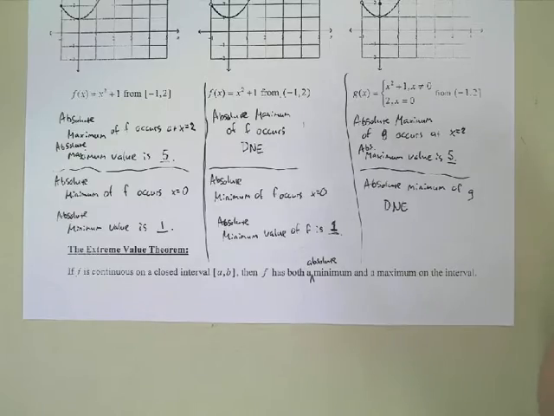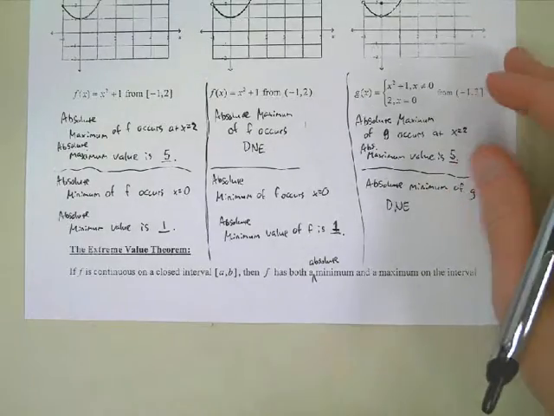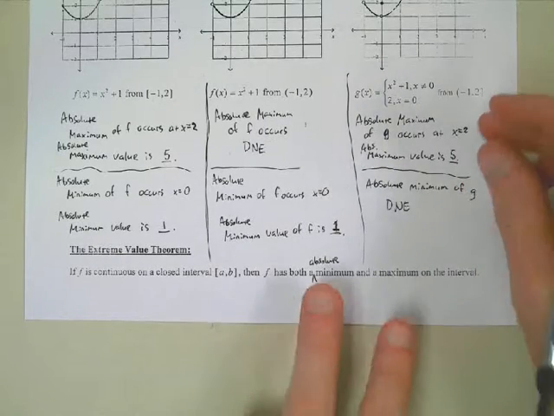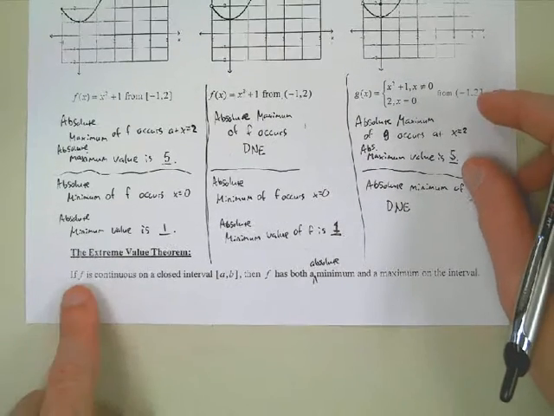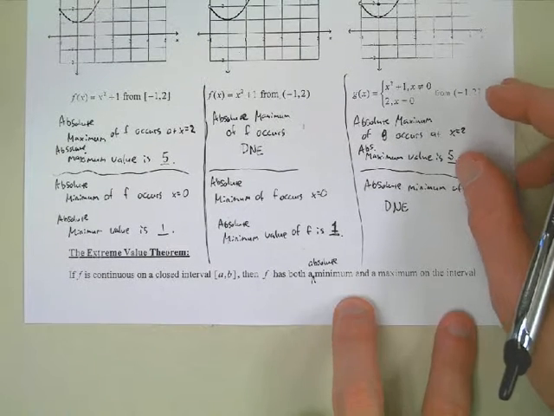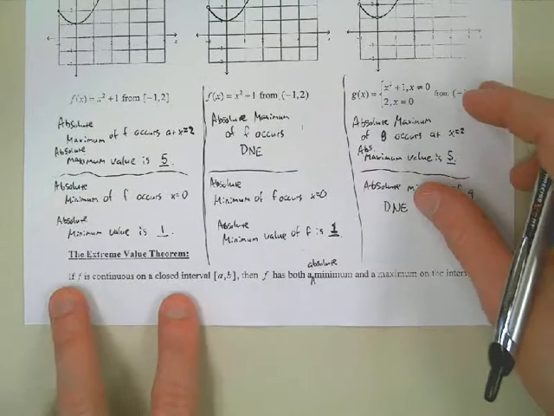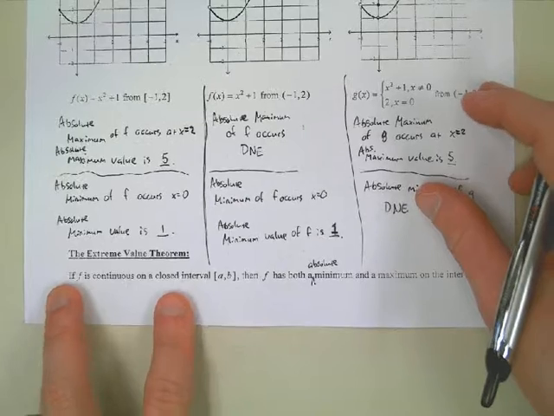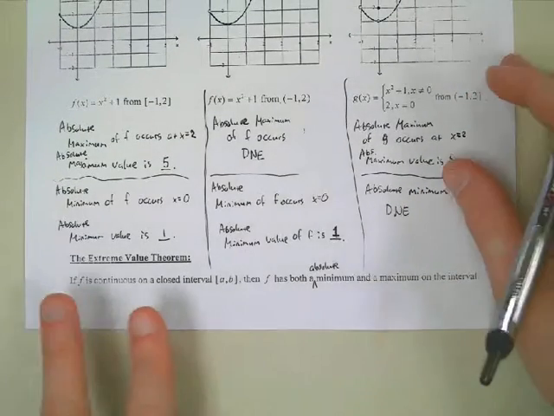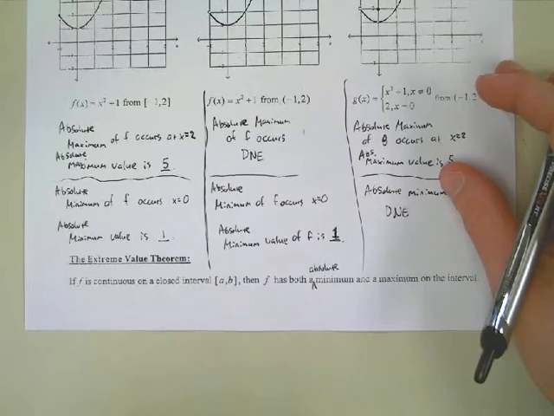So the only way we can guarantee that we have both an absolute maximum, well, it's not the only way, but one of the ways we can guarantee that we have an absolute minimum and absolute maximum is that f is continuous on a closed interval [a, b]. That will then guarantee we have an absolute maximum and absolute minimum. If we don't have f continuous on a closed interval, you still could have both, or one, or none. But if f is continuous on a closed interval [a, b], then we're guaranteed to have both an absolute minimum and an absolute maximum.